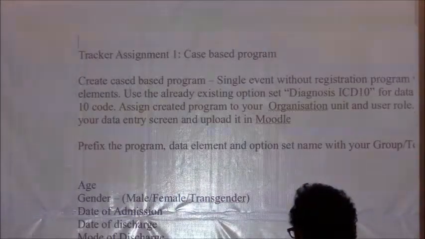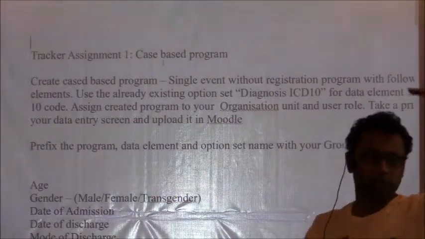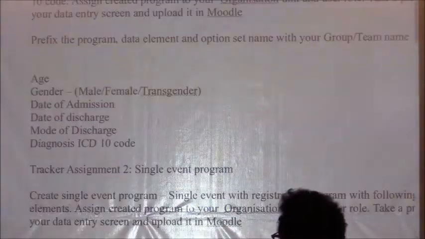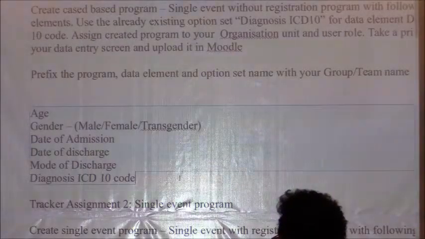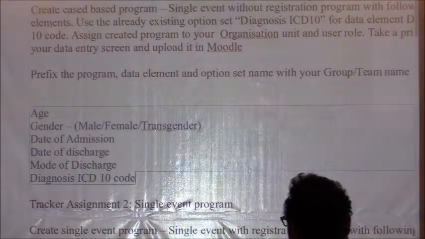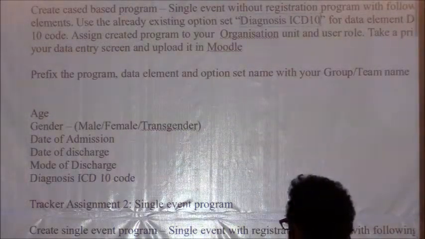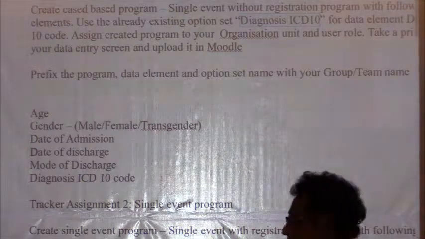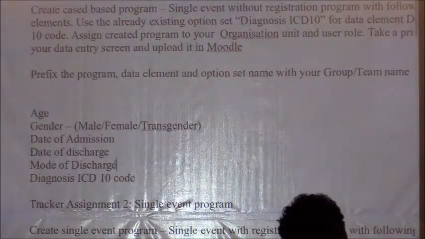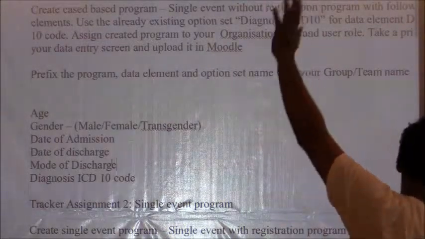So what you have to do, very simple: create a case-based program and also use the presentation, because there you have step-by-step things. I've already taken the liberty and given you the data elements. You're going to create a single event without registration and use the option set as diagnosis ICD-10 for creating this form. Mode of discharge: alive, dead, transferred, transferred to higher facilities.